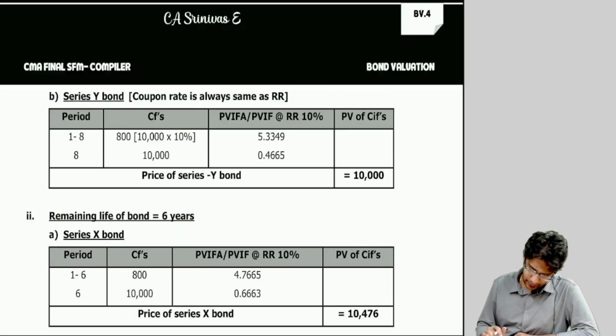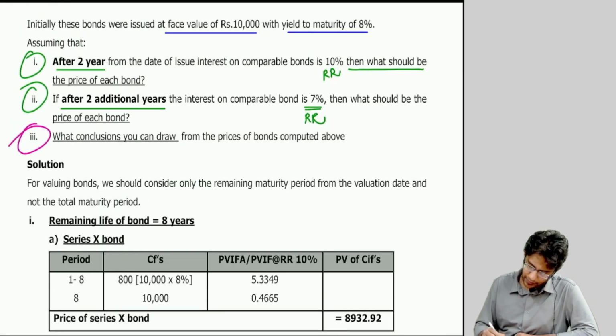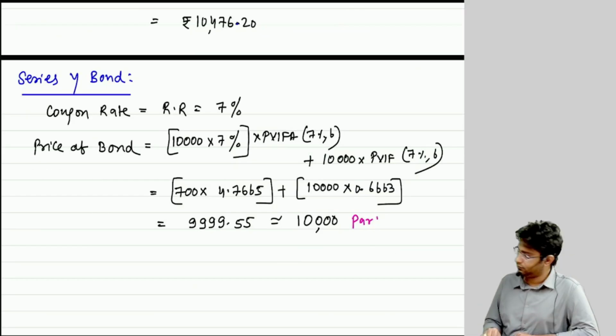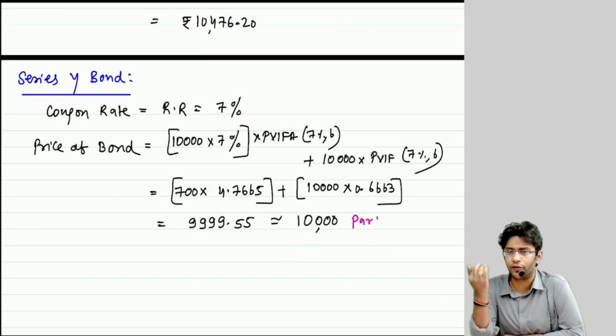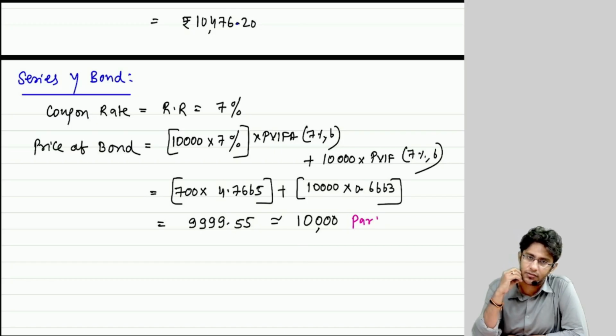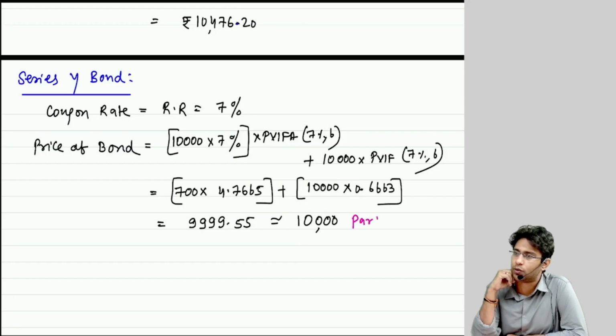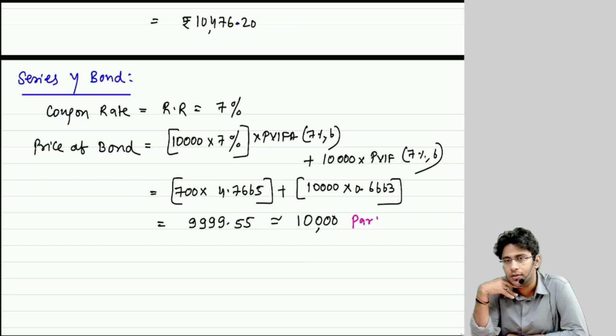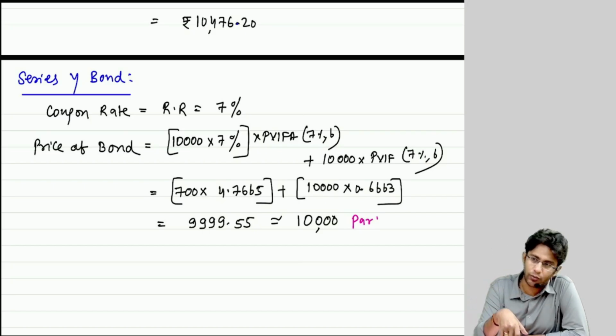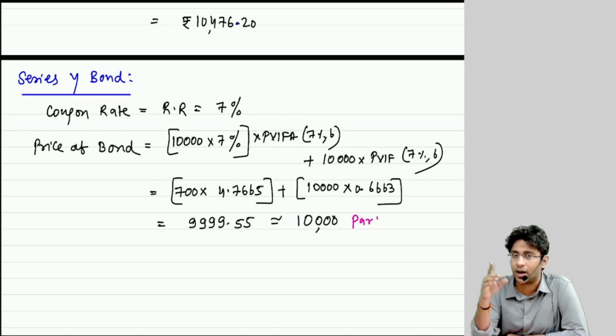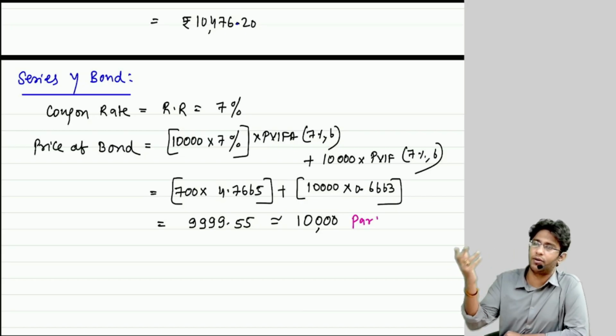Third question, he is asking, what are the conclusions you draw from the price of each of the bonds computed above? One conclusion is very clear about series Y bond. The series Y bond's coupon rate will always be equal to required return, and therefore that bond always trades at par value only. So the series Y bond conclusion is over. What about series X? Series X bond's coupon rate is fixed. It won't change. Since it won't change, when market level required return changes, the bond price also will change. Either it will be trading at par, premium or discount depending on what is the required return in the market.